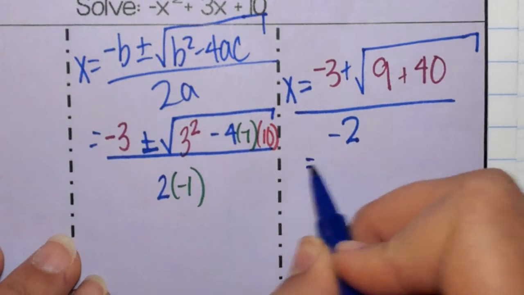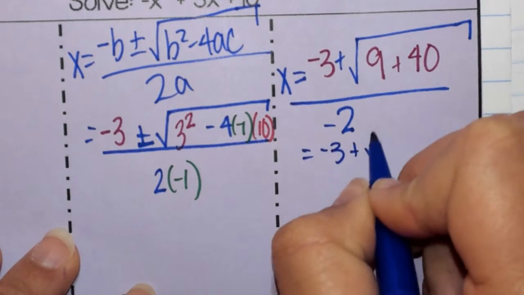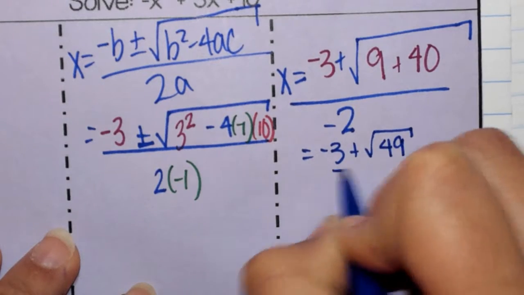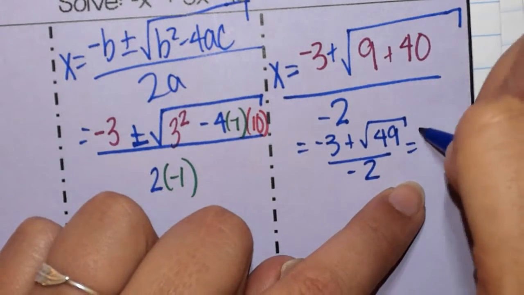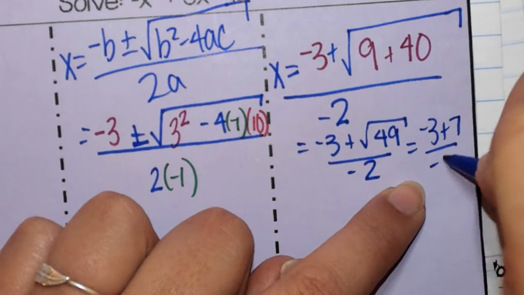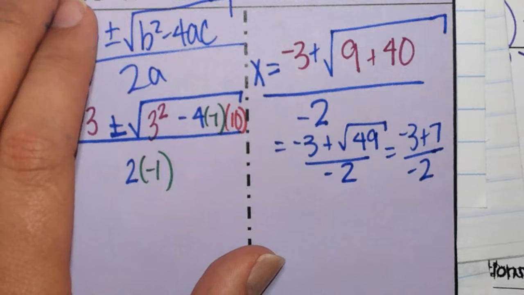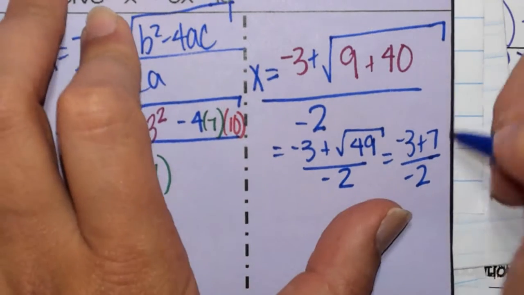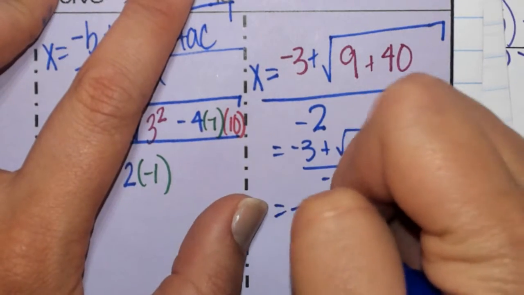Okay. What's 9 plus 40? 49. Alright, what's the square root of 49? 7. What's negative 3 plus 7? 4. And what's 4 divided by negative 2? What's 4 divided by negative 2? Negative 2.